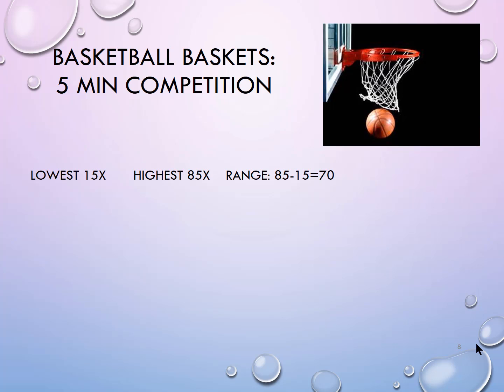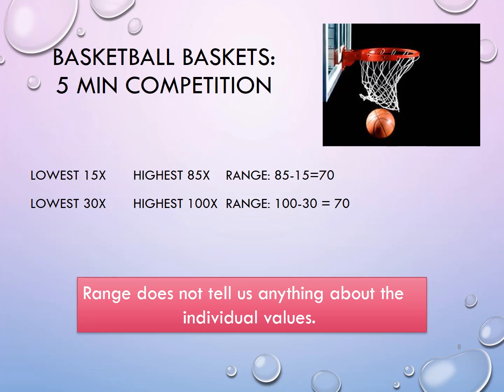But let's assume we have another group, group 2. They do the same thing, a 5-minute competition. Here, the lowest number of baskets in the 5 minutes is 30, and the highest is 100. So you can see just by looking at the lowest and the highest that this group is obviously a lot better, right? Because even the lowest number of baskets was double what the first group made. But you can see if we take the range again, the highest minus the lowest, we also have 70. So you can see that while the range is helpful, the range doesn't really tell us anything about the individual values.